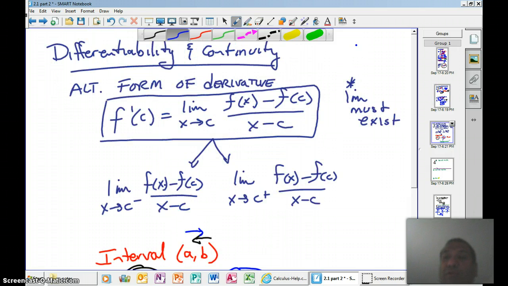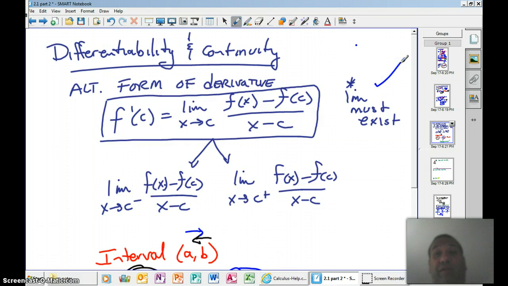Next, just some notes here. Differentiability and continuity. Here's an alternate form of the derivative that we're going to use to see what's going on with the derivative and continuous functions. I actually wind up using this a lot, especially in tables on the free response questions. It's f of x minus f of c all over x minus c, limit as x goes to c. Now the limit must exist to use this form of the derivative. If you don't know if the limit exists, don't use this.